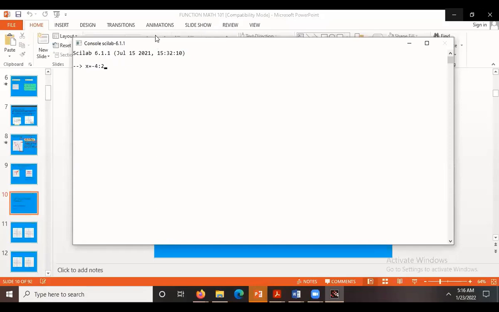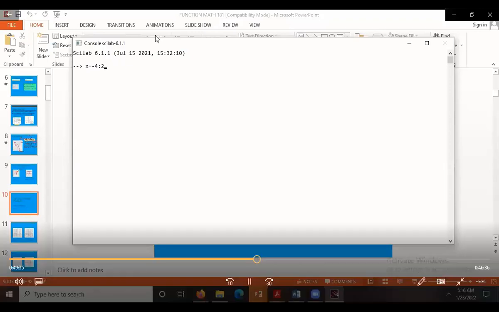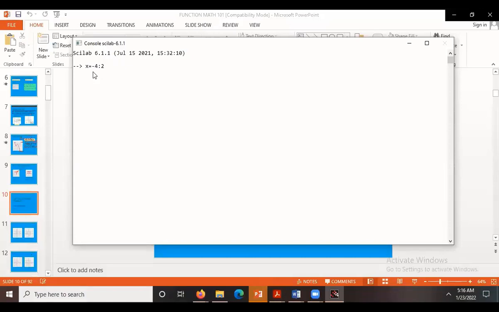Please, can you see the console Scilab? Yes, sir. Good. So I've defined the range. Look at the interval of values it's giving me. -4, -3, -2, -1, 0, 1, 2. Okay, good. Now, my function f of x is defined as either f of x or y, because we know f of x is equal to y.